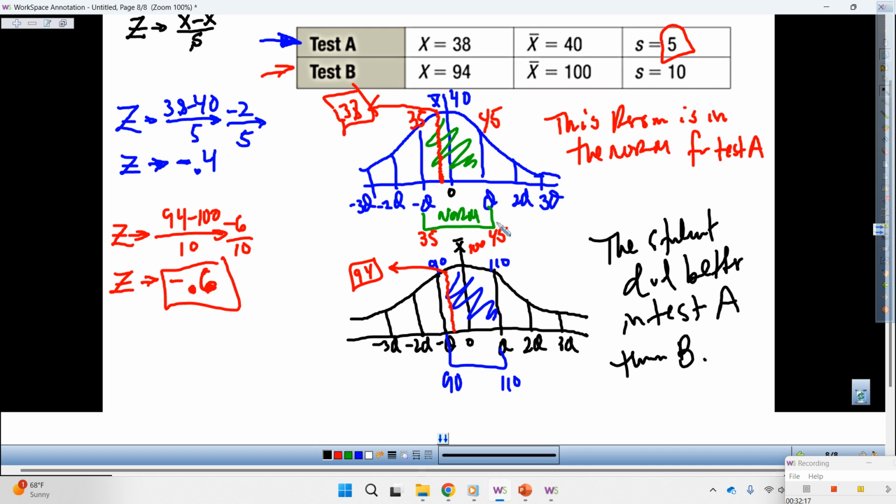That is correct, because look up, guys. The more we go in that direction, it's better. Is that correct? On the positive side? Which one was closer to that direction? The test A. This one was a little bit to the left. Okay, send me your notes, please.